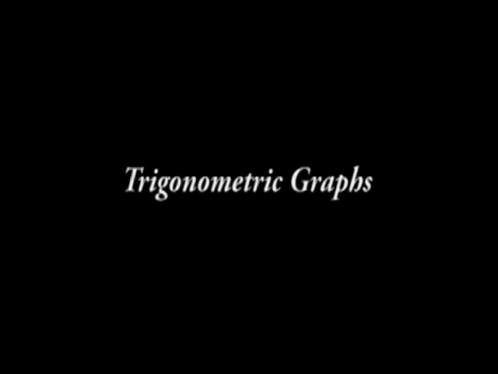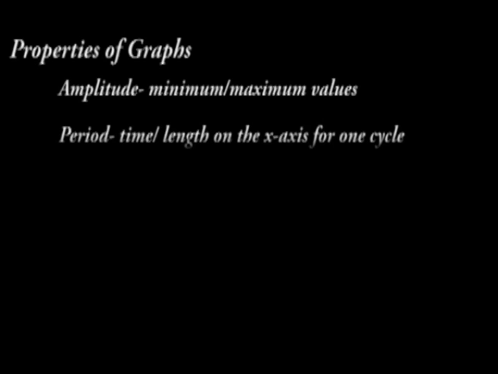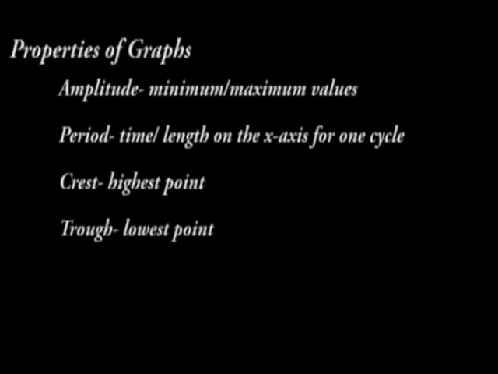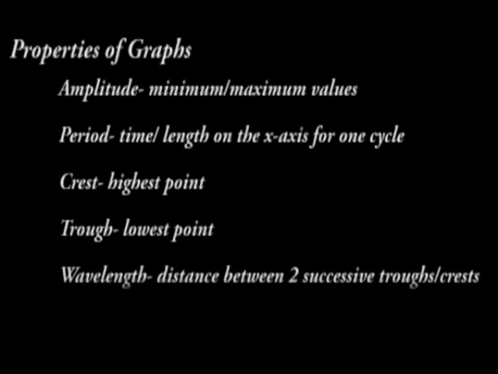Trigonometric graphs. We saw in Form 3 the graphs of y is equal to sine x, y is equal to cos x, and y is equal to tan x. We now look at other types of trigonometric graphs. Properties of graphs. Amplitude is the magnitude of the maximum or minimum value of the graph. Period is the time or length along the x-axis it takes for the graph to repeat itself. A crest is the highest point, a trough the lowest point, and wavelength is the distance between two successive crests or troughs.